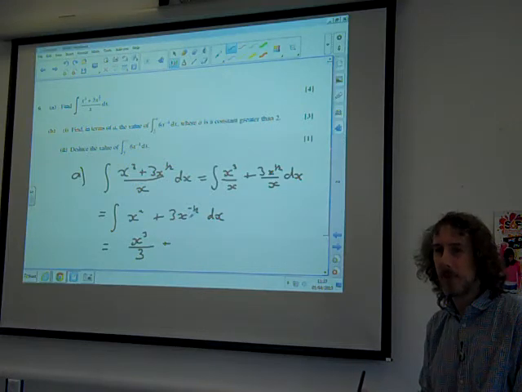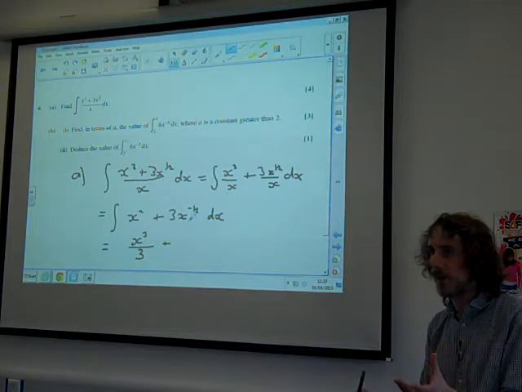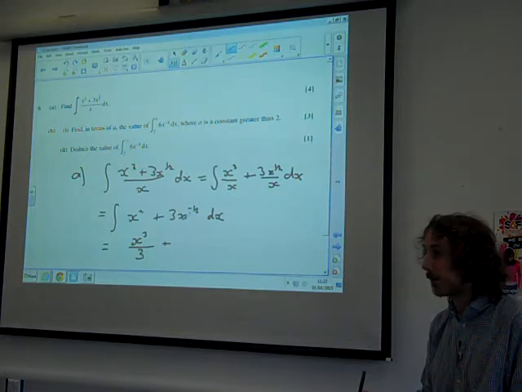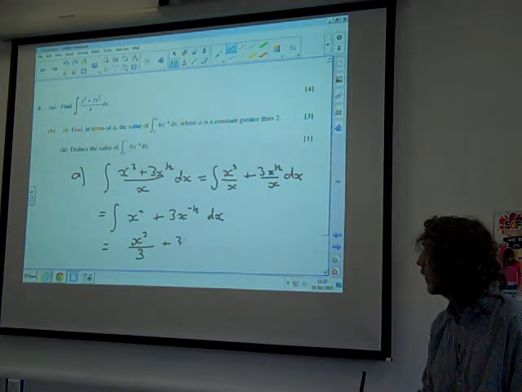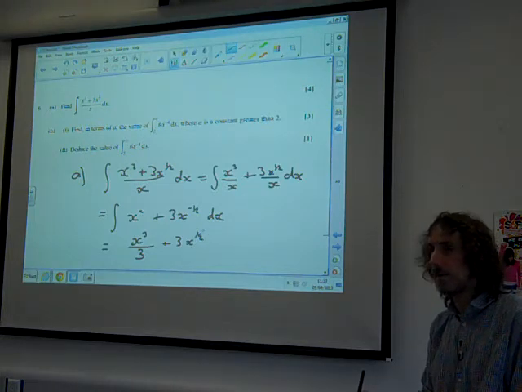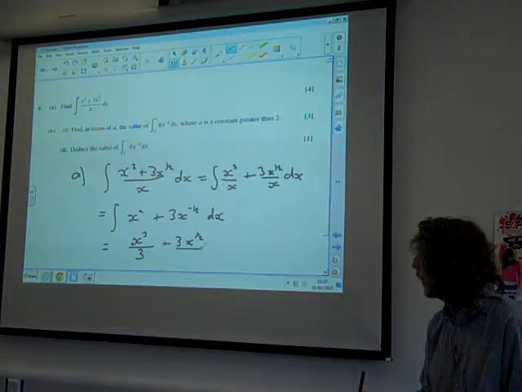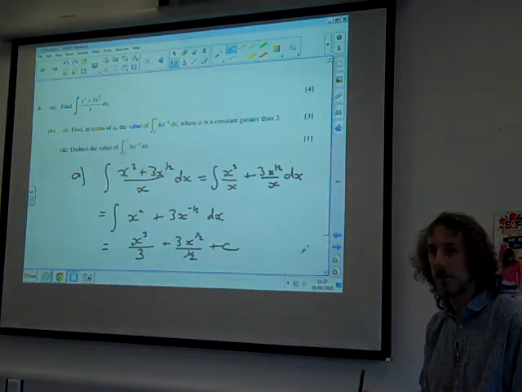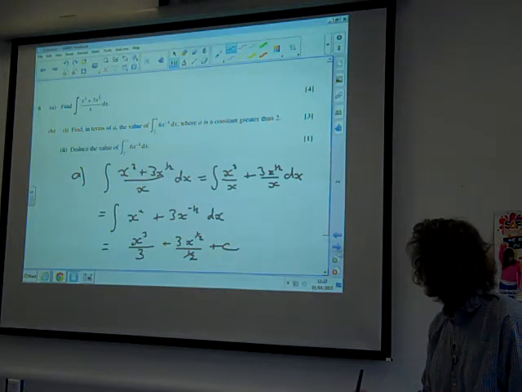Now let's be really careful. We talked yesterday about the dangers of minus numbers and getting confused with that. We've got fractions going on here as well. Add 1 to the power gives us 3x to the half, and we're dividing by that new power. So we're dividing by a half, and we're going to write plus c because we've got no limits and we're integrating.